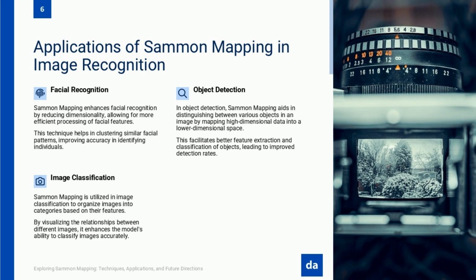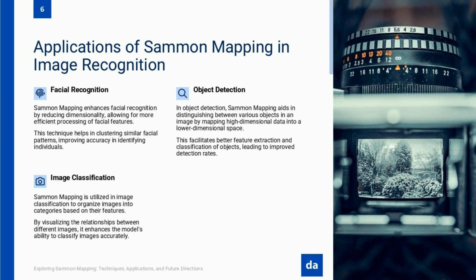This is where Sammon Mapping shines. By projecting the data into a more digestible form, it helps classify and cluster images based on their intrinsic features. A great example is facial recognition. When training a machine learning model to recognize faces, every image is composed of thousands of pixels, each with its own color and brightness values. Without dimensionality reduction, this data is too vast to process efficiently. Sammon mapping helps compress this information while preserving important facial features, enabling better identification and clustering of similar faces.